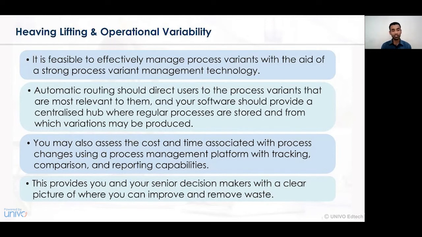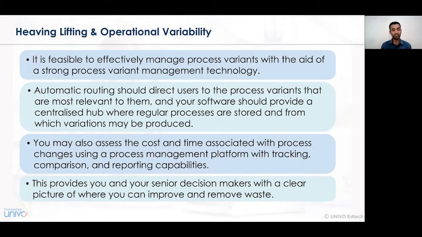and accordingly the variations in the products can be controlled. In order to assess the cost and time associated with the processes, a management platform with tracking and comparison of reporting capability is essentially required. So whenever a management platform comes into existence, one has to see that the cost and time associated with implementing the variations are minimized, so that whatever variations have been implemented do not create waste of a product that is already in existence, and accordingly all the operational activities are completed in a flexible way.